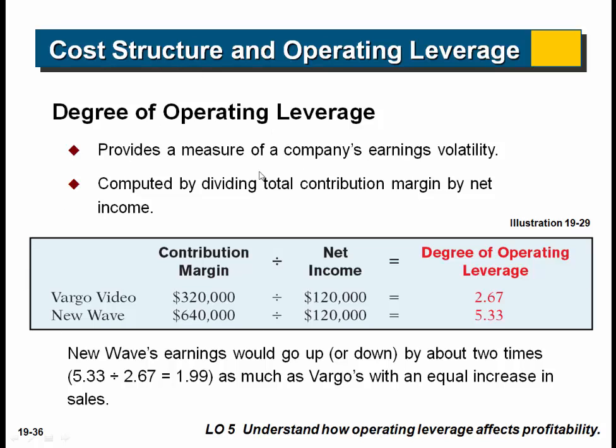So here's a degree of operating leverage. So we're going to look at that. It provides a measure of a company's earnings volatility. So it looks like the volatility of New Wave is almost twice as much as it is for Vargo Video: 5.33 to 2.67. And that's just taking the contribution margin divided by the net income for each. So New Wave has the potential to have much more volatile net income.